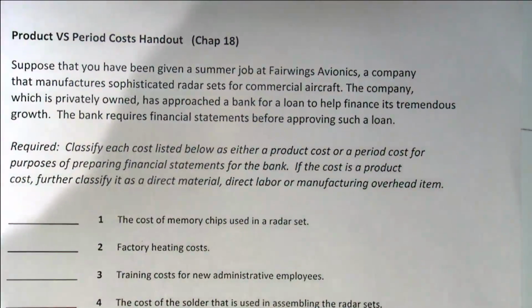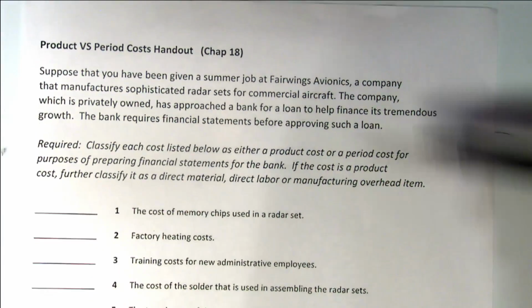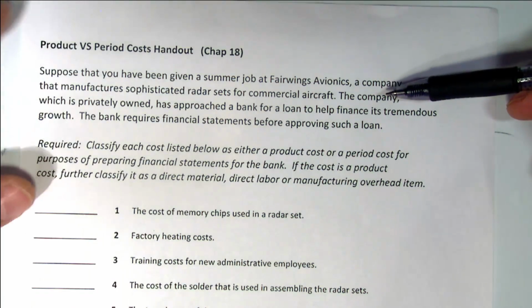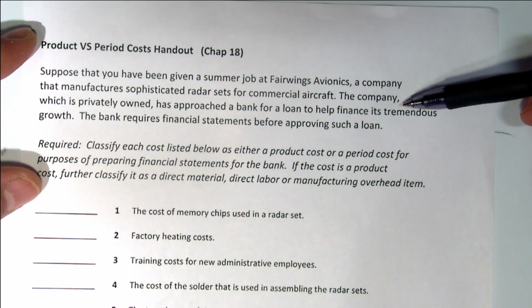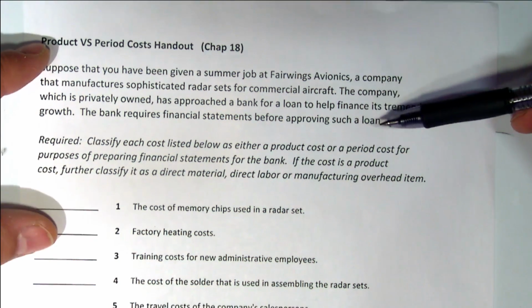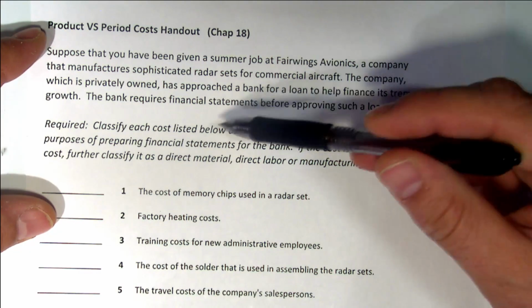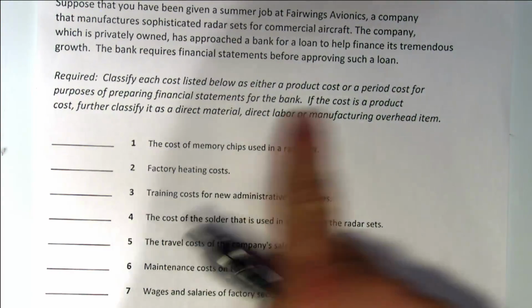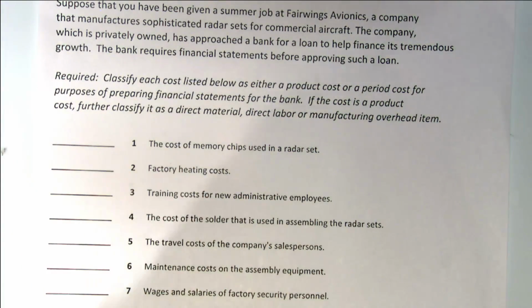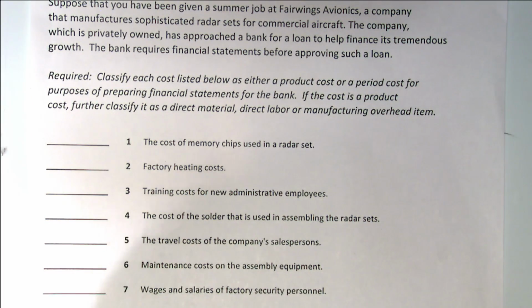Let's read the top part here. Suppose that you have been given a job at Fairwing Avionics, a company that manufactures sophisticated radar sets for commercial aircraft. The company, which is privately owned, has approached a bank for a loan to help finance its growth. The bank requires financial statements for the loan. Classify each cost below as either product or period cost for the purposes of preparing financial statements for the bank. First, let's do the first step initially. Let's just go through these and decide if each is a product or a period cost, okay?